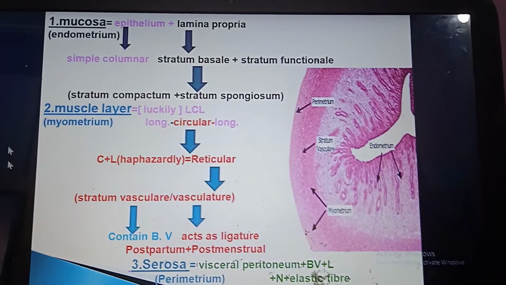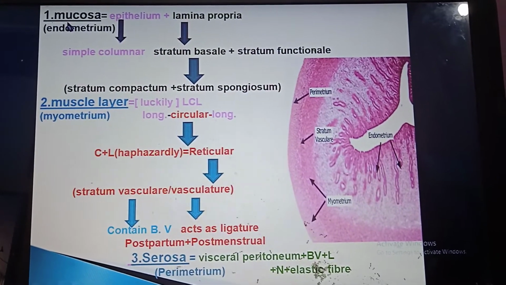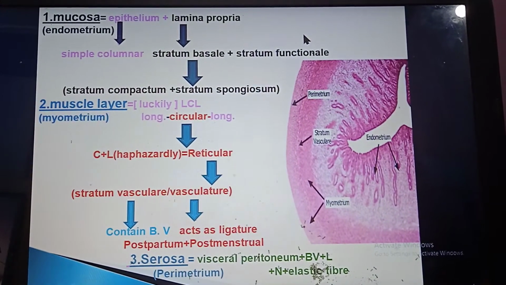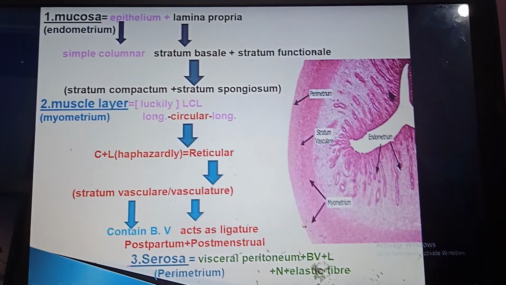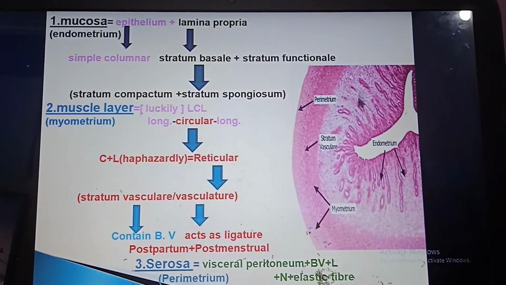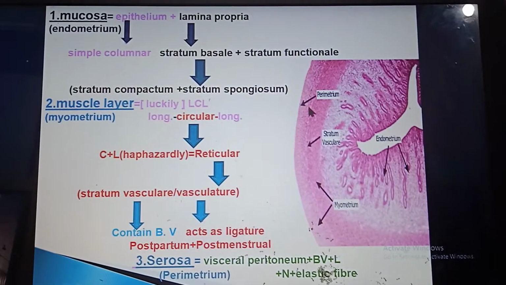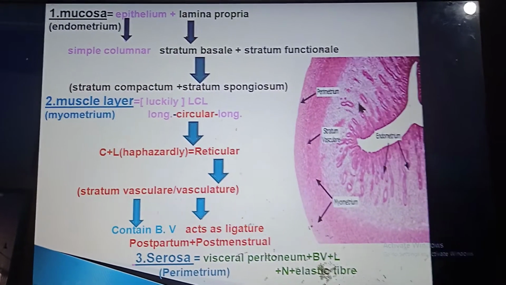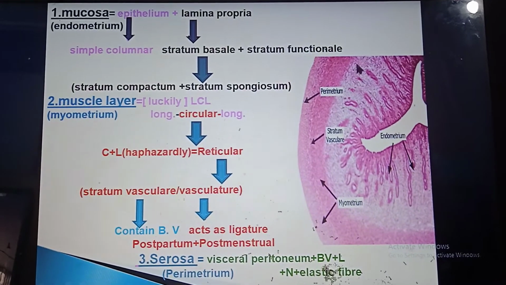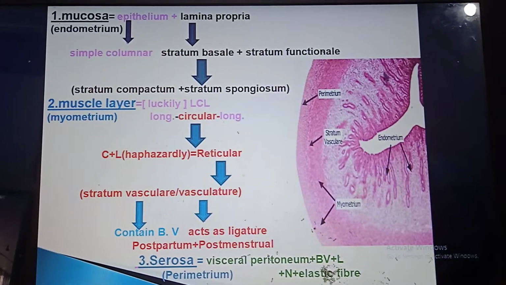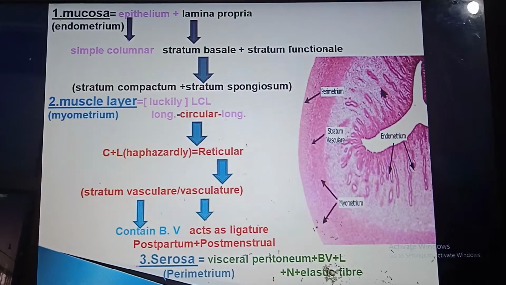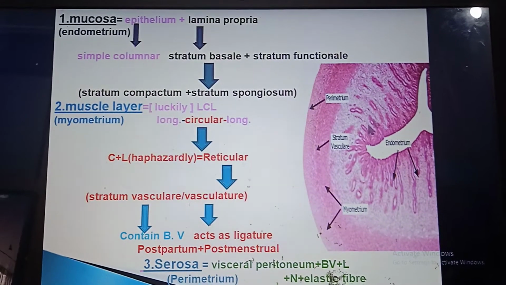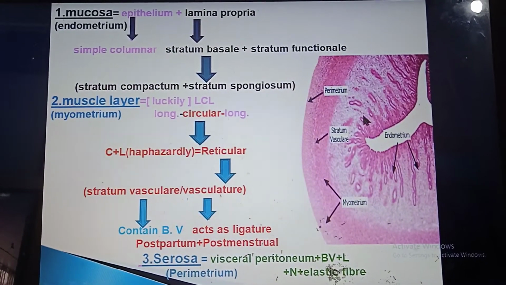In uterus, mucosa, also known as endometrium, is made up of epithelium plus lamina propria. Here this one is epithelium, and after that this one is lamina propria, a big area. Epithelium is of simple columnar type, and lamina propria is divided into stratum basale and stratum functionale. Functionale is again divided into stratum compactum in the luminal aspect and stratum spongiosum, having a spongy texture for giving space to the artery and gland.